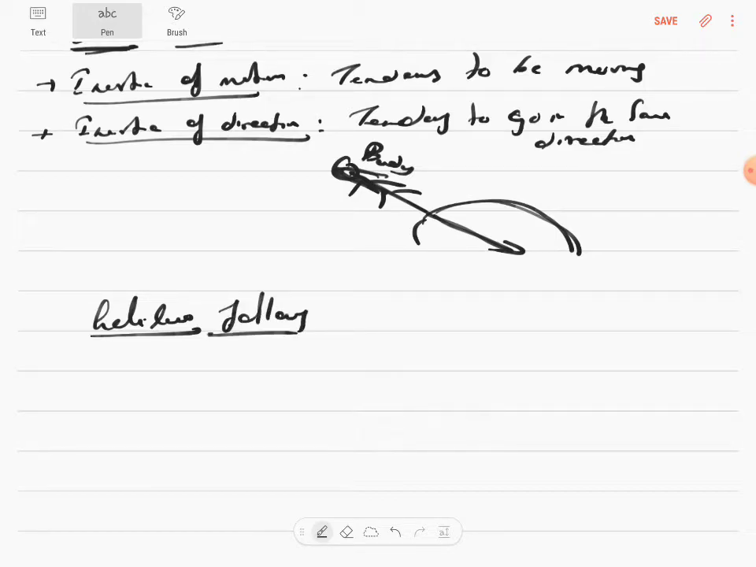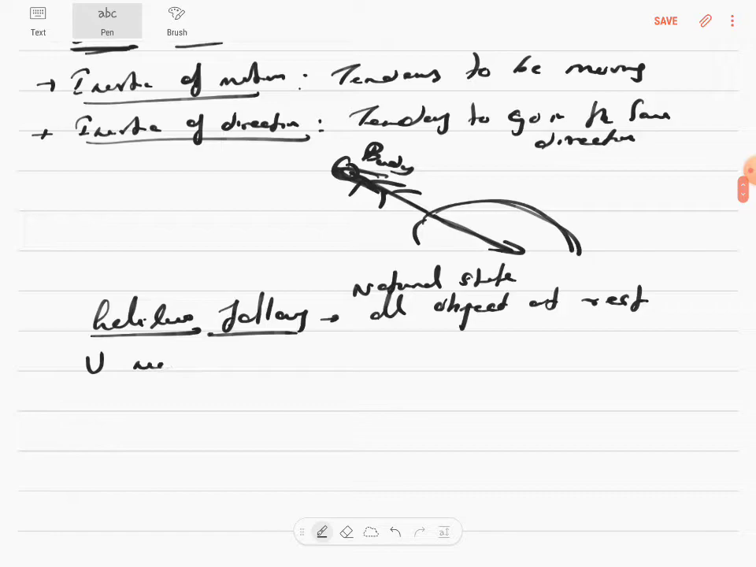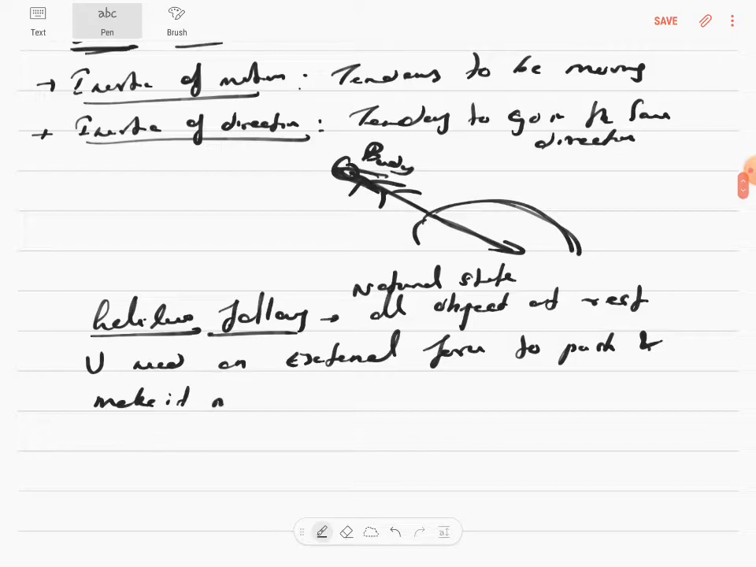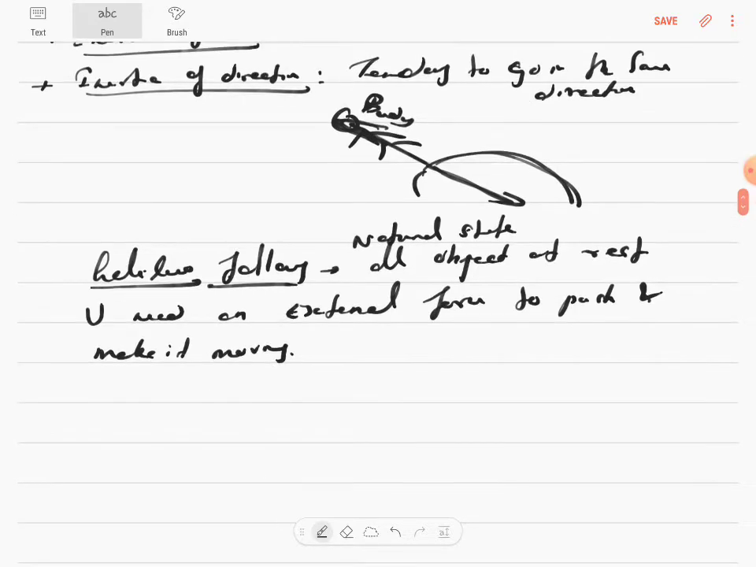So in those days when he initially started, Galileo said all objects are at rest. Natural state. Okay, that's wrong. The natural state of all objects is to be at rest, and you need an external force to push it and make it move. Understood? This is what Galileo said. Then that's truly not right.